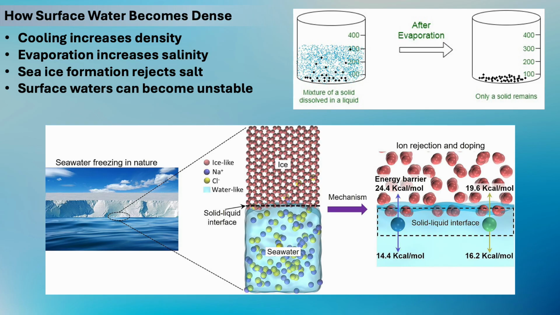The third process is sea ice formation. When seawater freezes, the crystalline structure of ice excludes most dissolved salts. The salt does not enter the ice lattice efficiently. Instead, it is expelled into the surrounding liquid water. This process is called brine rejection, and it increases salinity and increases density.